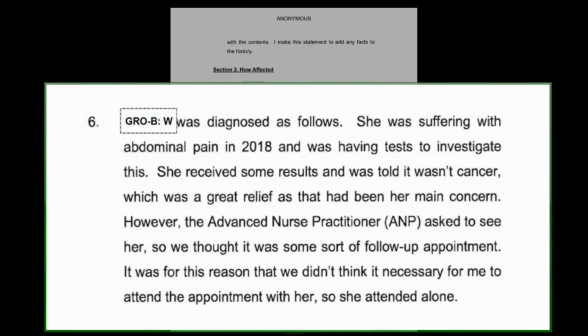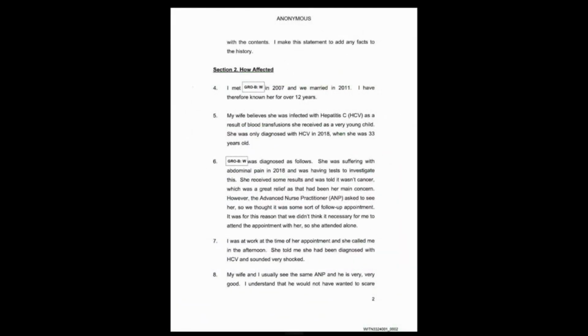There's a description here in relation to how her infection was communicated. She was suffering with abdominal pain in 2018 and was having tests to investigate this. She received some results and was told it wasn't cancer, which was a great relief, as that had been her main concern. However, the advanced nurse practitioner asked to see her, so we thought it was some sort of follow-up appointment. It was for this reason that we didn't think it necessary for me to attend the appointment with her, so she attended alone. Next paragraph, please.